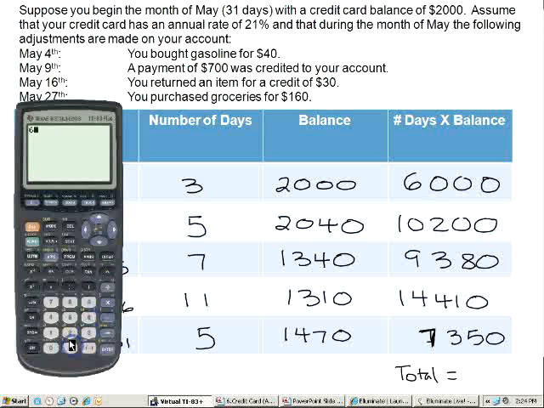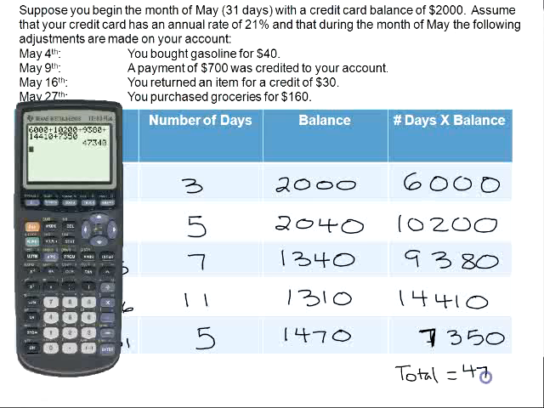So 6,000 plus 10,200 plus 9,380 plus 14,410 plus 7,350 will give us the total of this column, 47,340. That is not our average daily balance, but we need that to compute our average daily balance.